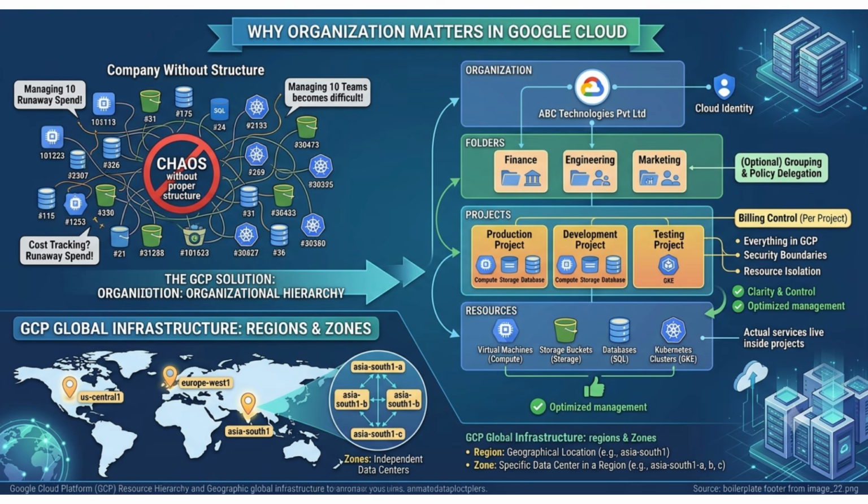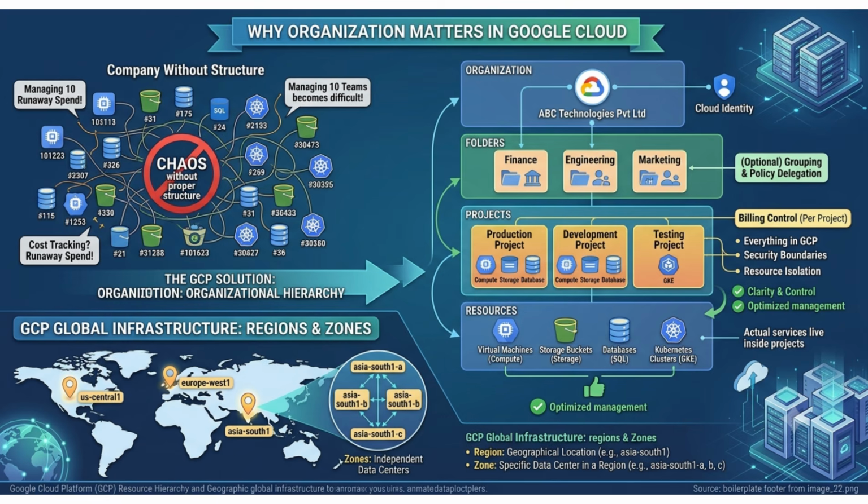Why does organization matter? Imagine a company with 10 teams, 50 applications, hundreds of servers. Without proper structure, managing everything becomes difficult. That's why GCP uses a resource hierarchy.